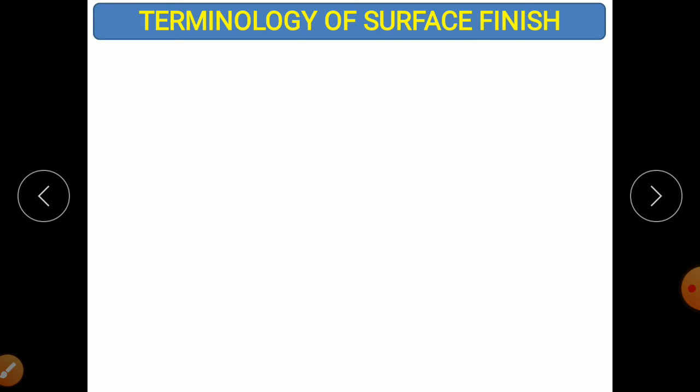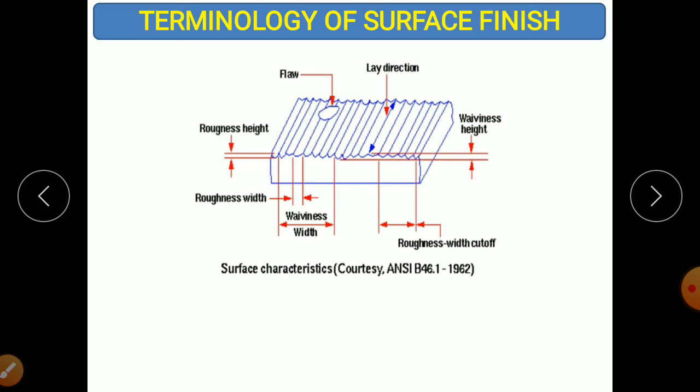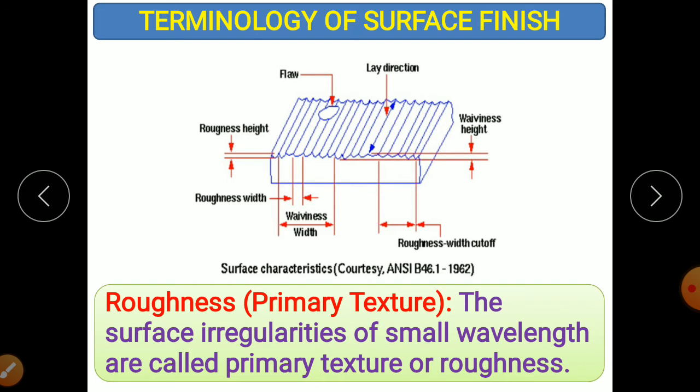Next is terminology of surface finish. You can see this figure, which indicates the surface characteristics of any surface. Let us see the different terms one by one. First one is roughness or primary texture. Here you can see these small layers, these are called the roughness. Roughness is the surface irregularities of small wavelength, called primary texture or roughness.